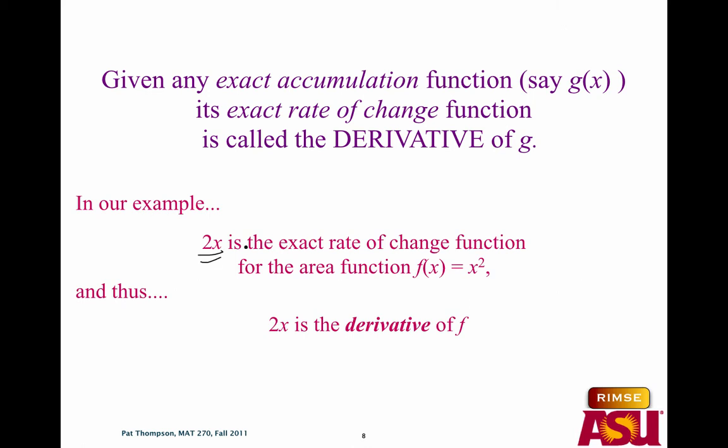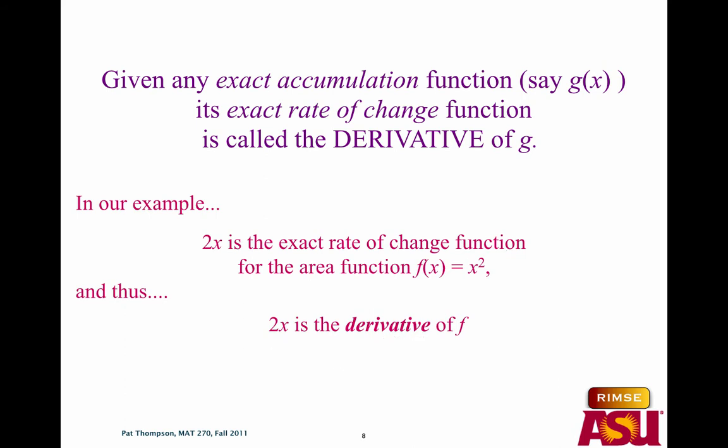So 2x is the exact rate of change function for the area function f of x equals x squared. So when I look at this, hopefully you remember that this expression is the rule for a function. So I'm going to introduce some notation to keep us on track with that, for this given exact accumulation function. When we talk about a derivative of a function, we're also getting a function.